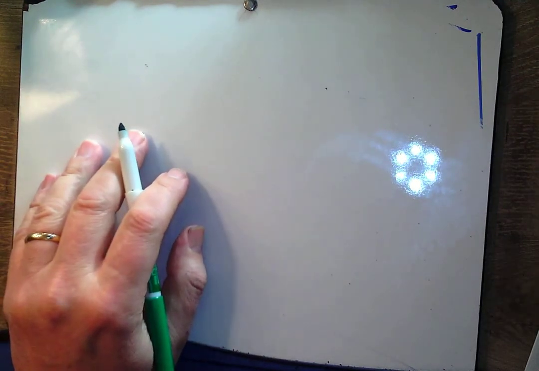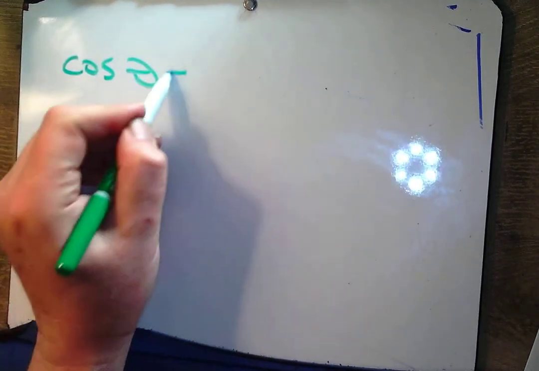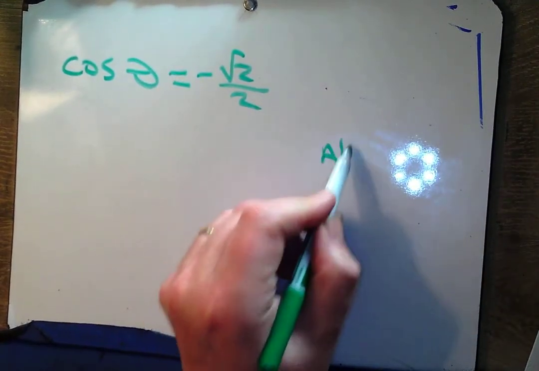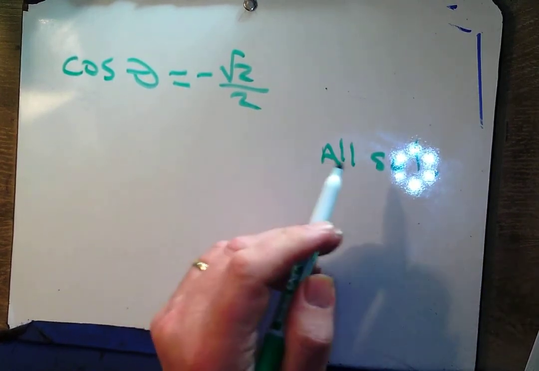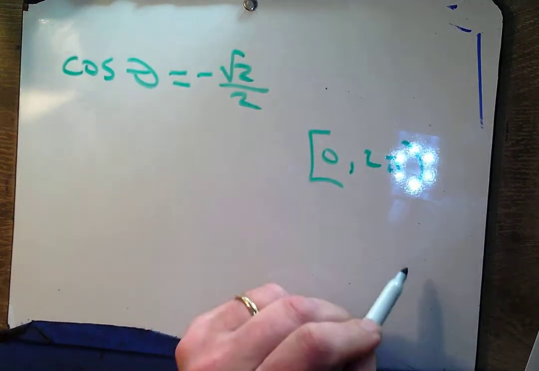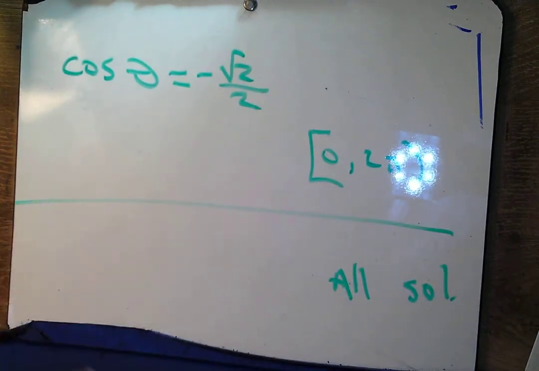Now, that being said, you can't do that with 0 to 2 pi solutions. Okay? All right, so why don't we try this one then? Why don't we try and go through this one? Cosine theta equals negative root 2 over 2. And I would like all solutions. No, I would like 0 to 2 pi and all solutions. So what do you get? Pause the video, write it down, and then we'll move on to the next one.